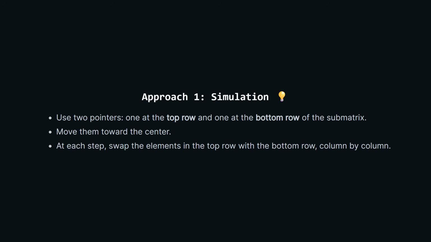The most straightforward way to handle this is through simulation using 2 pointers. We can point to the top row of our square and point to the bottom row. We swap their contents, then move our pointers inwards until they meet in the middle.